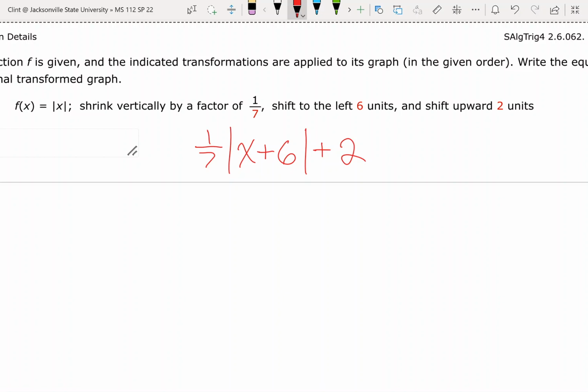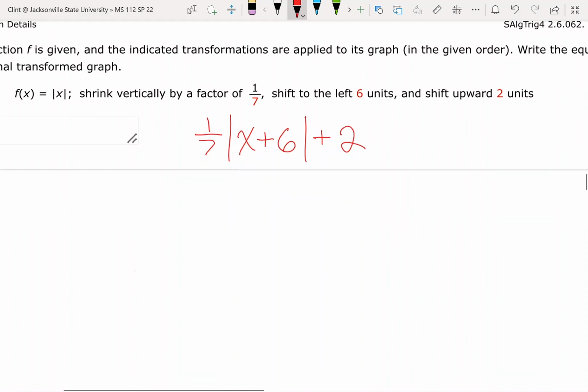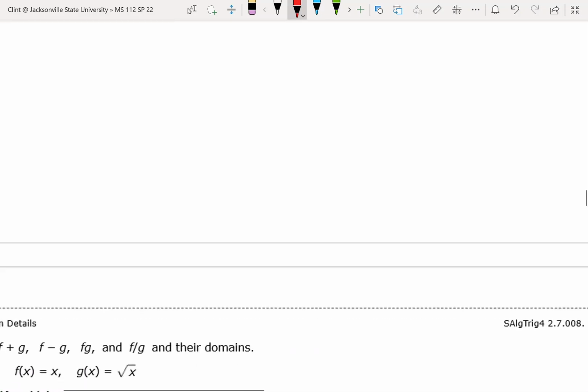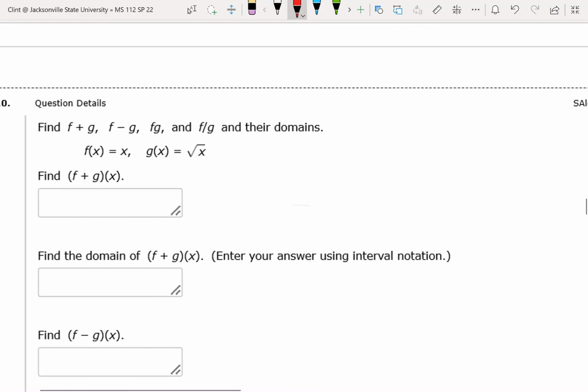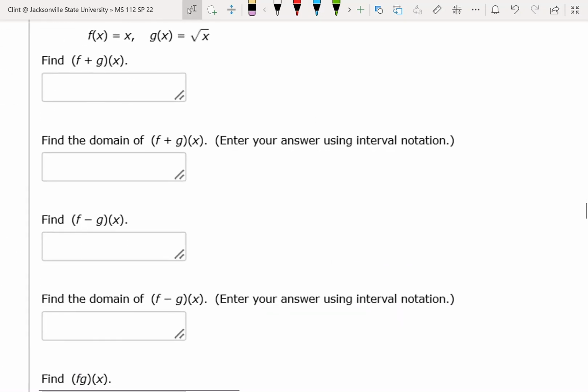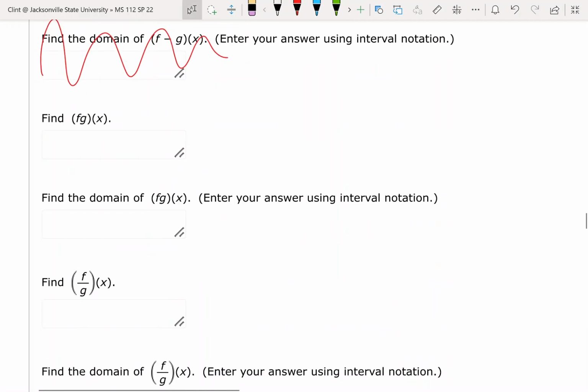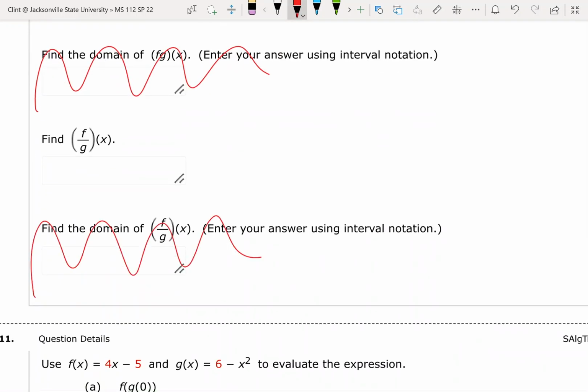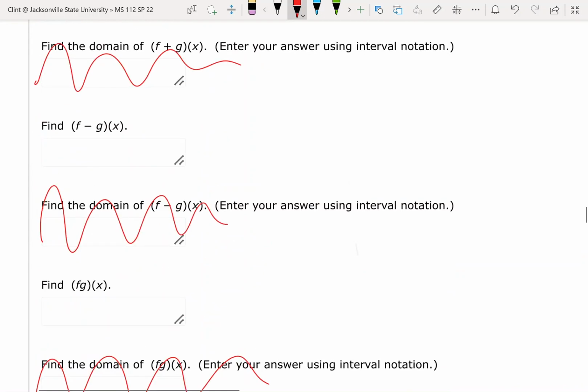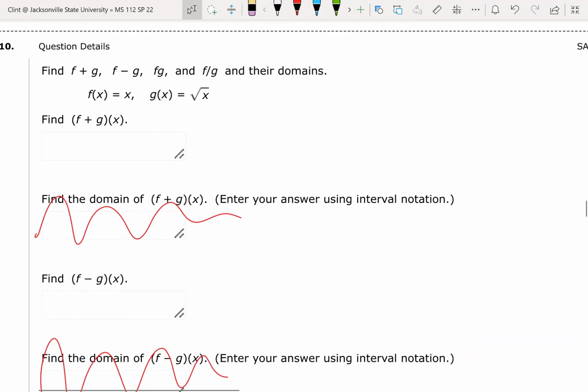Questions? Okay. Number 10, the one with a bunch of steps, a bunch of parts. On these, don't worry about the domain on any of them. We've already got the questions where we ask about the domain. Gets a little excessive if I ask you about the domain of everything.